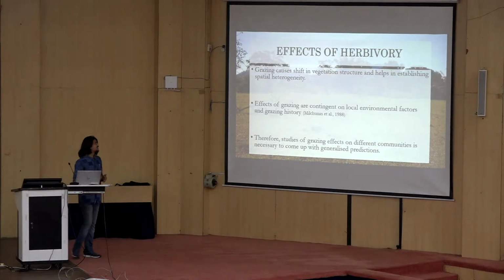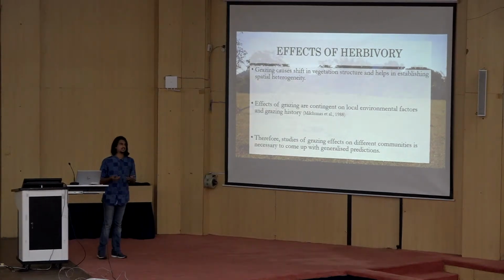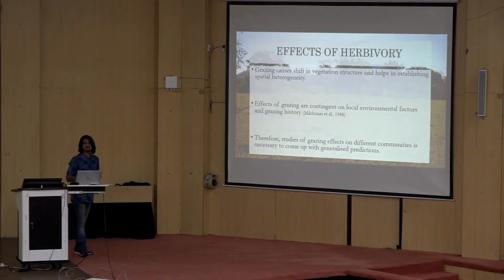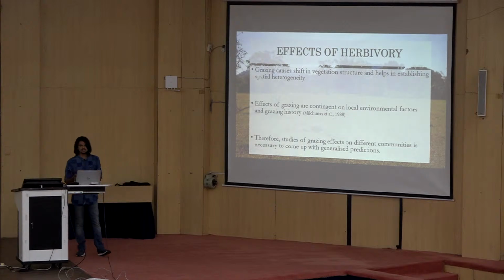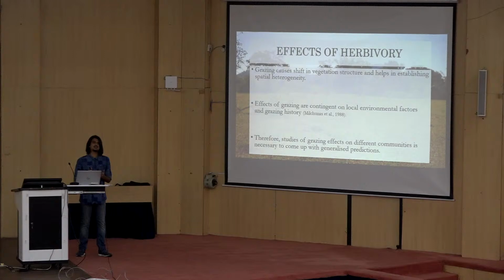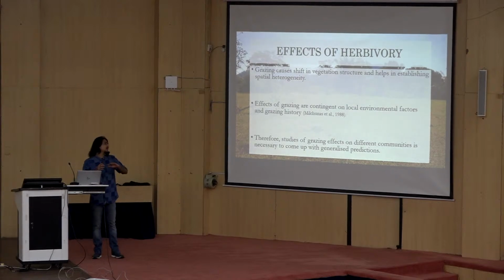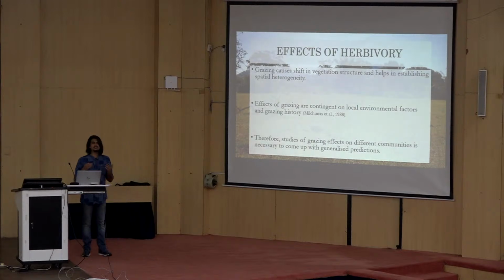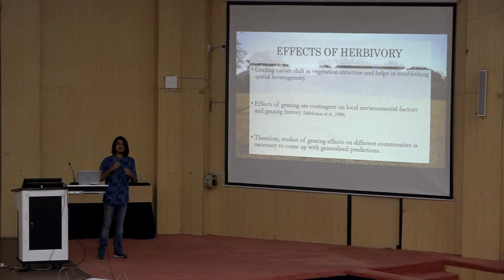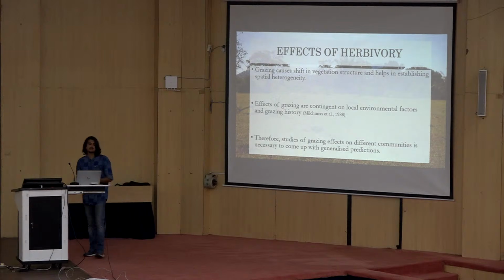So why exactly am I looking at the effects of herbivores on grazing lawns? One of the primary reasons is that grazing has a very profound impact on the vegetation structure of grassland and savanna ecosystems, and it also helps in establishing spatial heterogeneity in these systems. They do this in two ways: they take up biomass from the grass, and they aid in nutrient cycling. It's kind of like a positive feedback loop, wherein they consume the grass and then give back nutrients to the soil by defecating in patches all over the grassland.